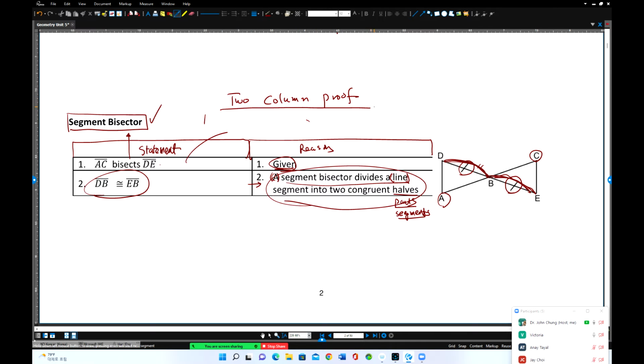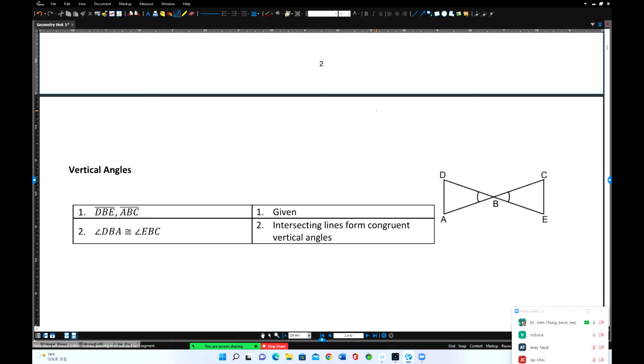It's okay. Okay, well, I'm going to do this: this is the statement in your left column. This is the reasons. This is looking better, right?